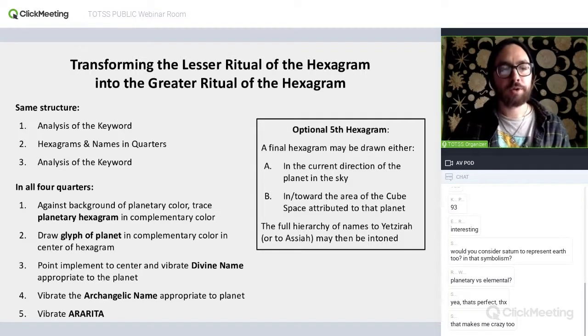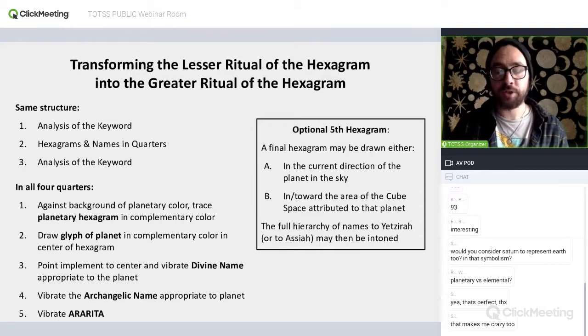So in each of the quarters, you're going to imagine, we'll see in a moment that the planets are associated with specific colors. So you'll imagine a background of the planetary color. And then in the complementary color, you'll draw the specific hexagram for that planet. Then in the center of that hexagram, you'll trace the glyph of that planet, again in that same complementary color. Then you'll point your implement to the center, and you'll vibrate the divine name appropriate to the planet.